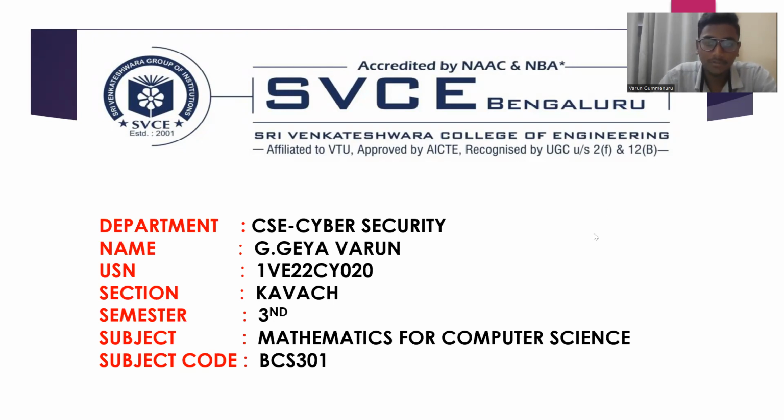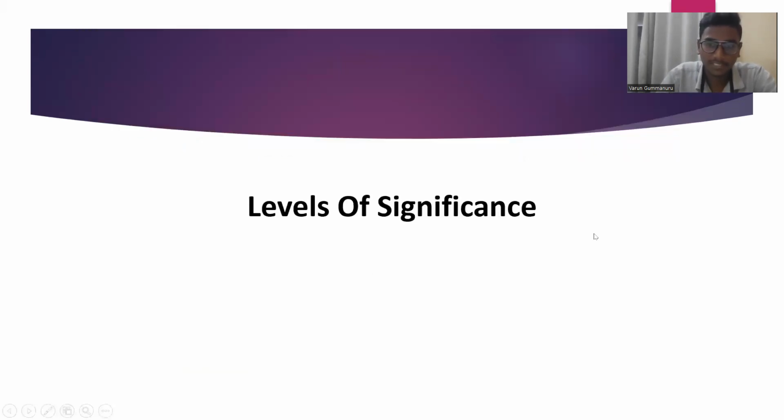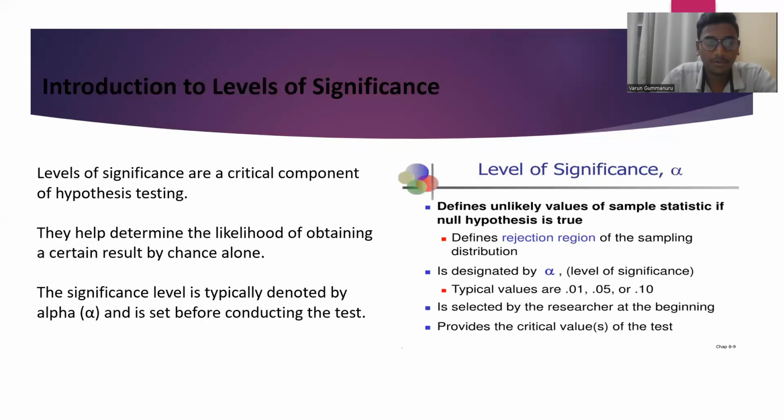Today in this video, we will discuss levels of significance. Let's dive into the topic. Introduction to levels of significance. Levels of significance are a critical component of hypothesis testing. They help determine the likelihood of obtaining a certain result by chance alone. The significance level is typically denoted by alpha and is set before conducting the test.